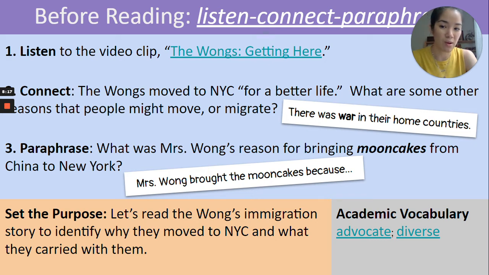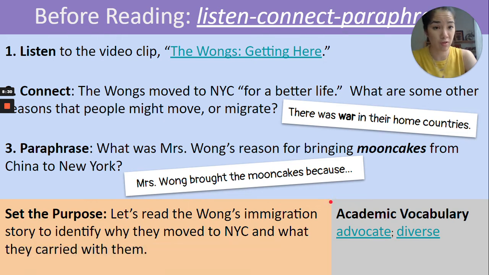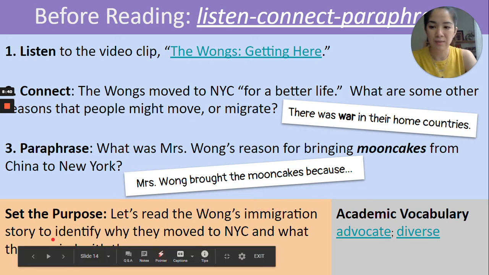Okay, thanks for responding. So now that we've thought about this video, we're going to get ready to go into the text. So first, we're going to think about the purpose for reading today. Our purpose is reading the Wongs' immigration story to identify why they moved to New York City and also what they carried with them, what they brought with them. Okay, so again, we're identifying why they moved to New York City and what they carried with them.